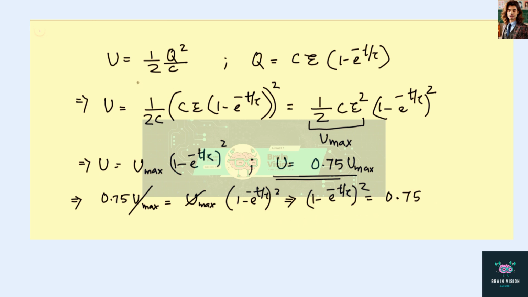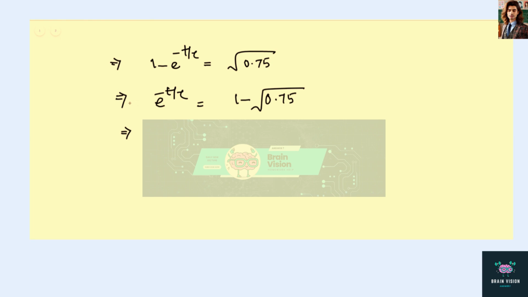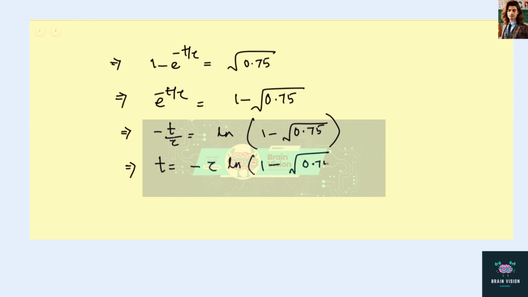So let me just go to the next page in order to solve that. So we get 1 minus e to the power minus t over tau will be the square root of 0.75. So e to the power minus t over tau will be 1 minus the square root of 0.75. And we take ln on both sides. So we get minus t over tau equal to ln of 1 minus root 0.75. And time t will then be equal to negative time constant times ln of 1 minus root 0.75.